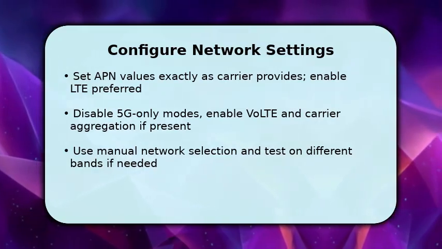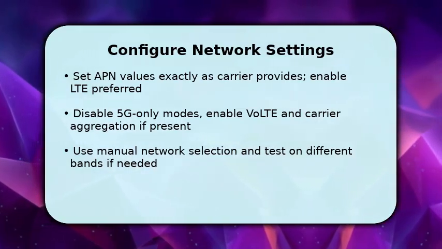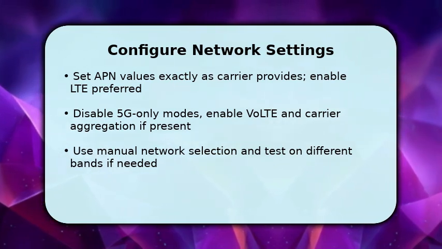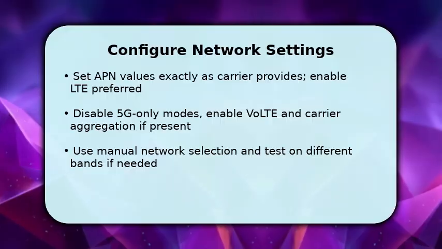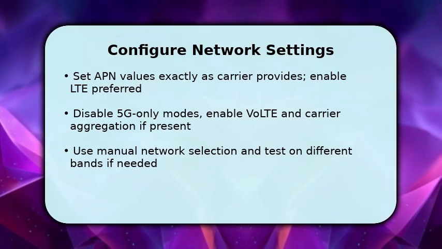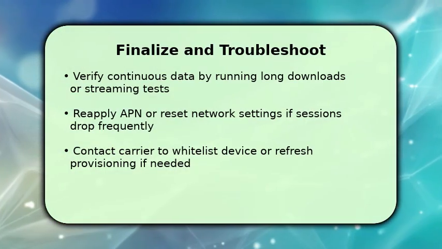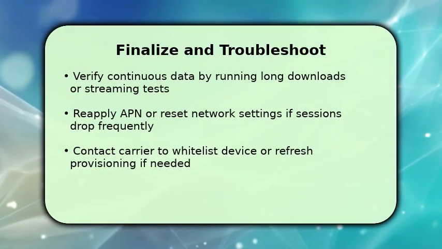Lock to an LTE band that reports strong RSRP. Keep testing speed and session persistence after each change so you isolate the most effective setting. Finish by validating sustained performance. Run extended downloads or stream video for 10-20 minutes to check for throttling or drops.